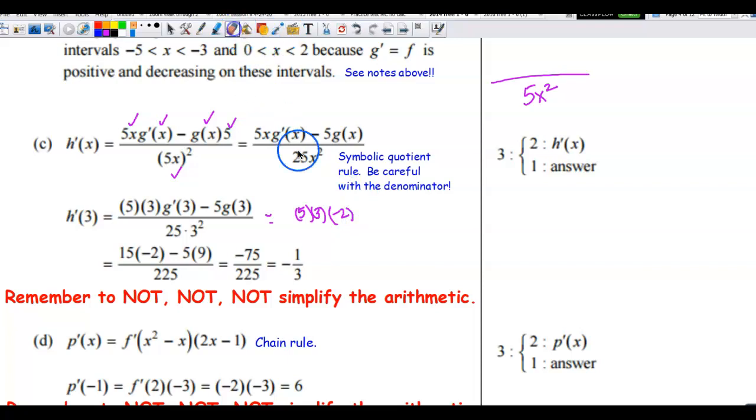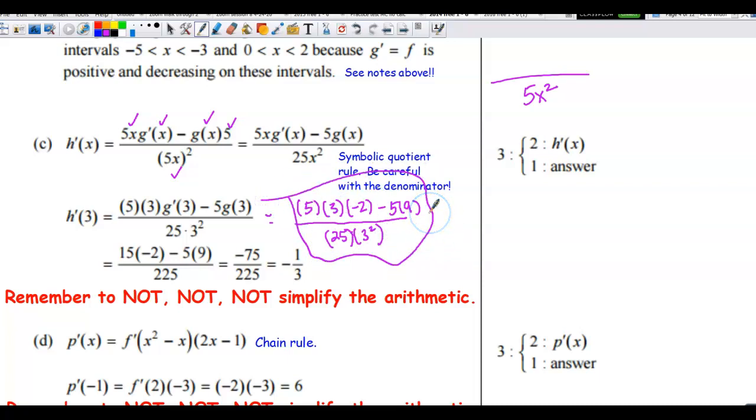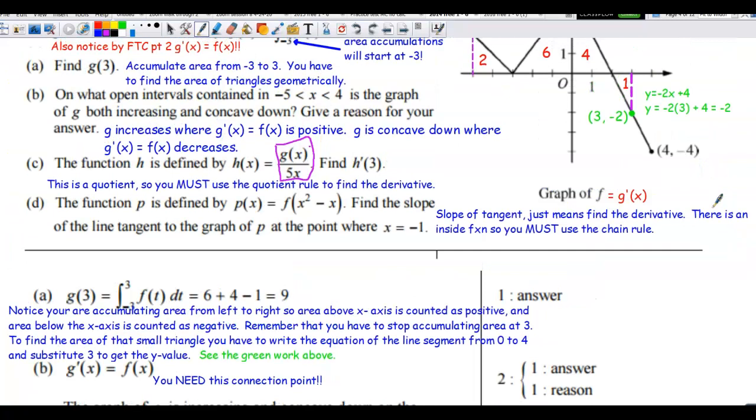This is very sloppy. Let me make that a little bit neater for you. So that would be 5 times 3 times -2 minus 5 times 9 over 25 times 3 squared. I would love and prefer you to leave your answer that way so that you don't end up making any arithmetic errors that cost you the answer point. So do not, on the AP test, do not simplify your answer. And then lastly, letter D.